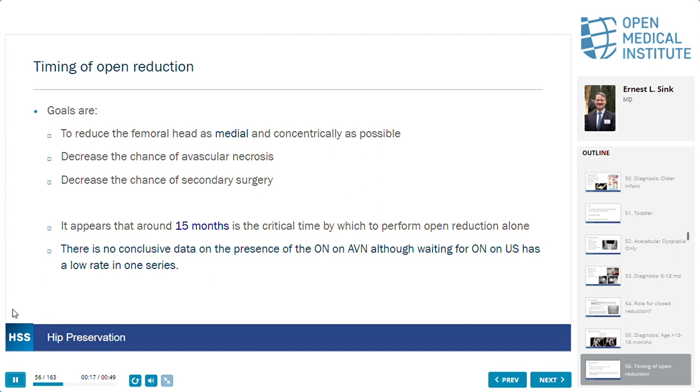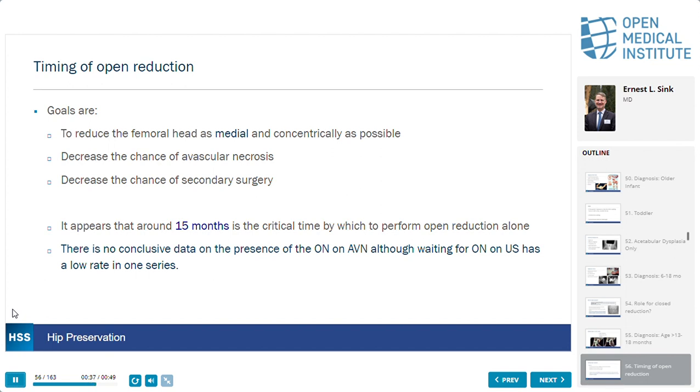So it appears that around 15 months is a critical time to perform an open reduction alone. We've done studies on this. So if they're 15 months, 16 months, 17 months, maybe you wait till they're 2 and then you do a pelvic osteotomy at the same time, because there's just not enough remodeling potential left with time, as you mentioned.